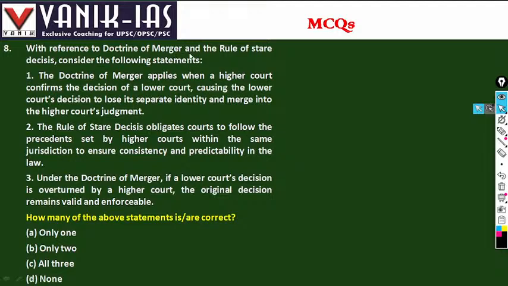With reference to the doctrine of merger and the rule of stare decisis, consider the following statements. The doctrine of merger applies when the High Court confirms the decision of a lower court, causing the lower court's decision to lose its separate identity and merge into the higher court's judgment. The rule of stare decisis obligates courts to follow the precedents set by higher courts within the same jurisdiction to ensure consistency and predictability in the law. Under the doctrine of merger, if a lower court's decision is overruled by a higher court, the original decision remains valid and enforceable. This is not correct. Only 1 and 2 are correct.